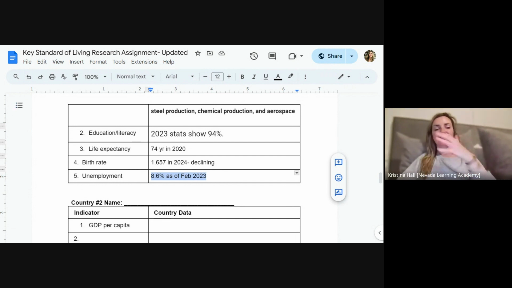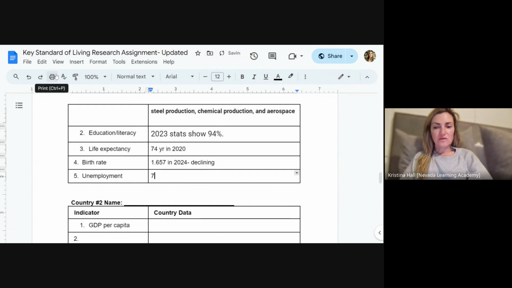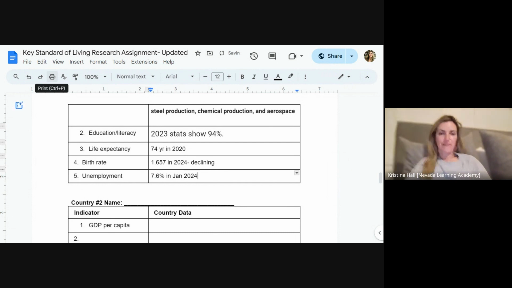And this kind of makes sense because Brazil is considered developing, right? It's not impoverished, but it's not quite in the developed category yet. So it's getting better. And we can see that as the unemployment rate declines, that's a sign that the quality or standard of living is going up slowly but surely. All right, so this is a great indicator. 7.6% in January 2024. Okay.